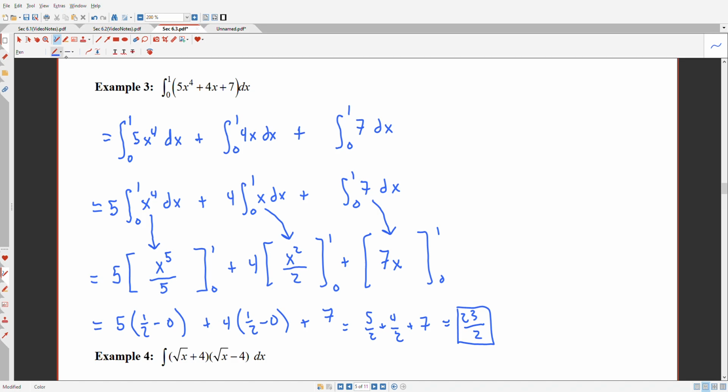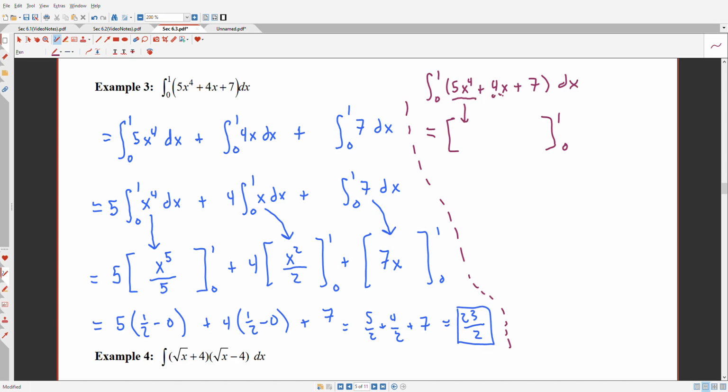Okay, let me, maybe in purple or something, write down another way to do this. It's using the same rules, but it doesn't take all the pieces of this apart. So if we're trying to do the definite integral from 0 to 1 of 5x to the 4th plus 4x plus 7 dx, what I wrote in blue over there is totally correct. But if you don't want to break it up and write it out that way, you can just in your head, if you're able to, handle each piece. So what I'm going to do is anti-differentiate this guy and write him down there, and then this guy and write him down there. And some people can see this very, very quickly.